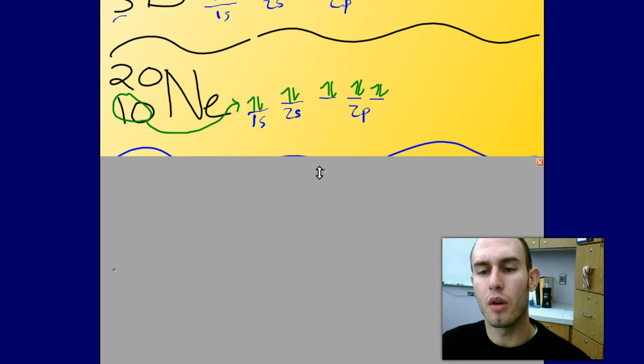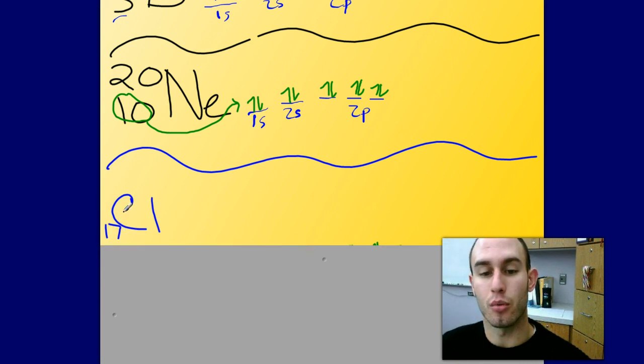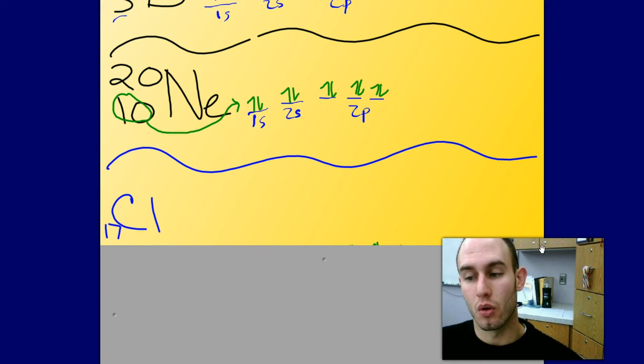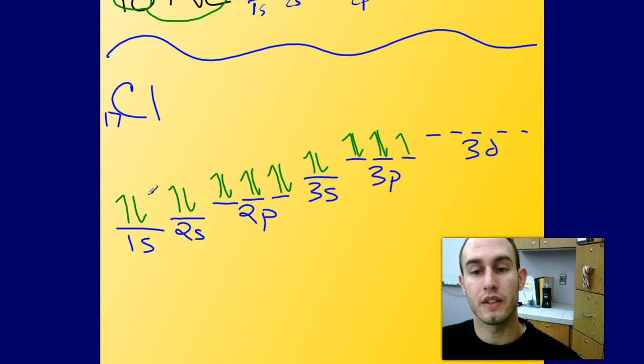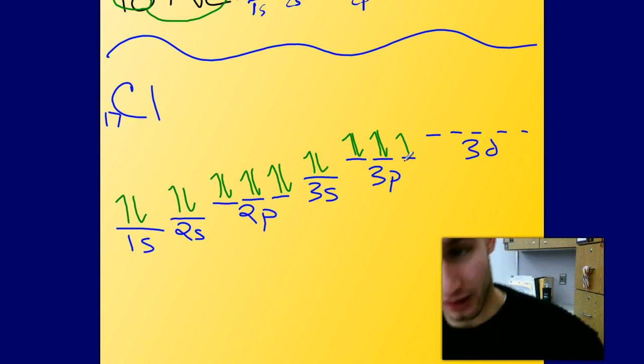Let's try one more that's a little bit larger as an example, chlorine has 17 electrons. Chlorine with 17 electrons, you're going to see here that it ends up looking 1s, 2s, 2p, 3s, 3p. We didn't need the 3d there, but what's unique about the 3p is that it has 1, 2, 3, 4, 5 electrons in the 3p.